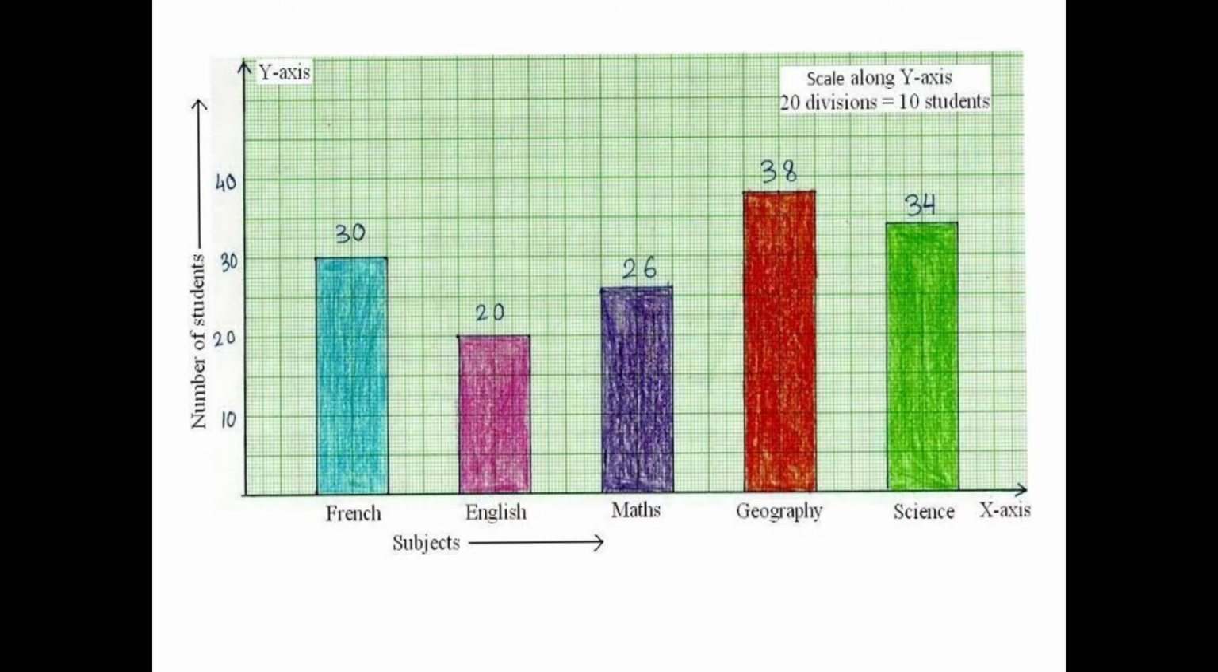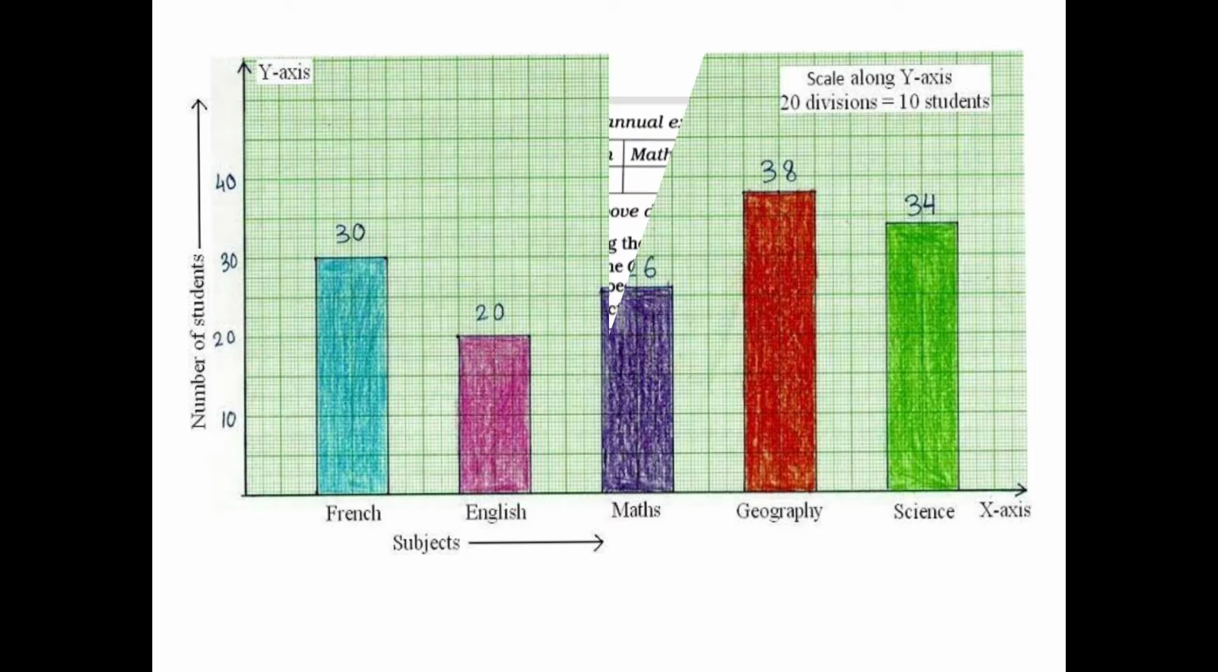Next, mark these heights parallel to the y-axis from the points taken in step 2. Suppose for French, how many students? 30 students. English, 20 students. According to the question, we draw the rectangles. The width is the same for all the rectangles, but the height varies according to the students. French is 30, English 20, Maths 26, Geography 38, Science 34. Like this we draw a bar graph. I hope everybody understood the concept.